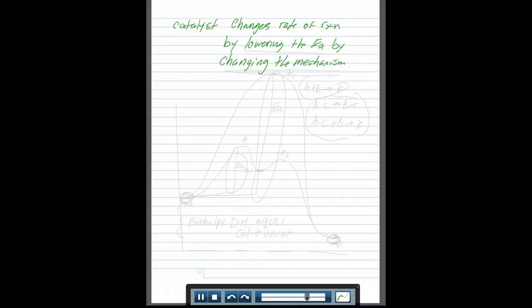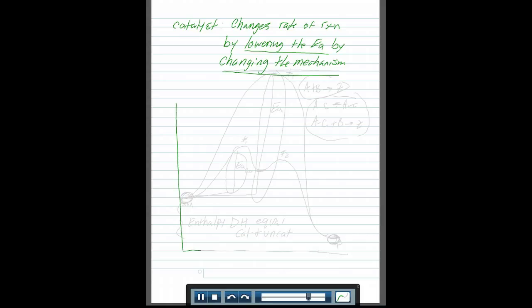When you learn about catalysts in Gen Chem, you basically learn it lowers the activation energy. That's it. But you don't learn why or how it lowers the activation energy. Now we're going to go more into it. It's by changing the mechanism of the reaction.